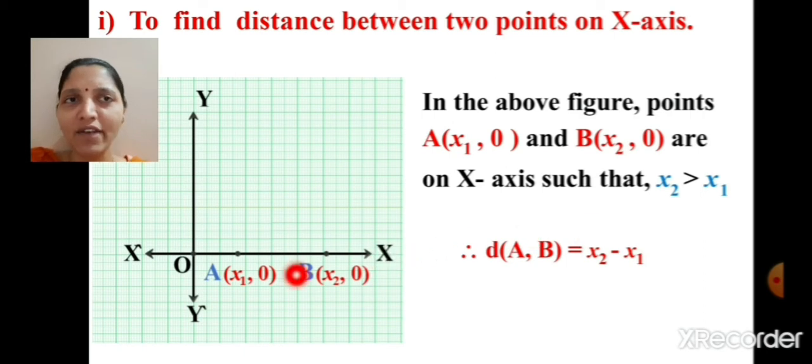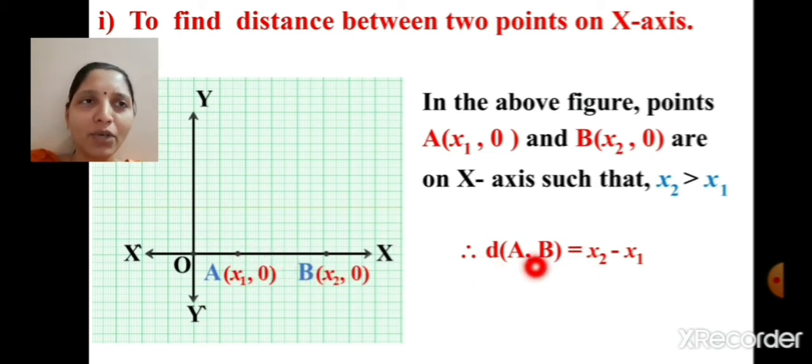Just now we have considered the coordinates of points A and B, and we have subtracted the smaller coordinate from the bigger one. Here x2 is bigger than x1. So the formula becomes: distance between A and B is equal to x2 minus x1.